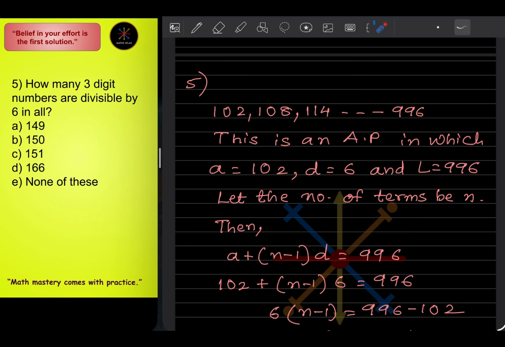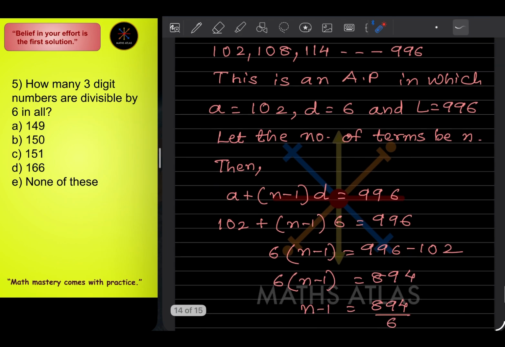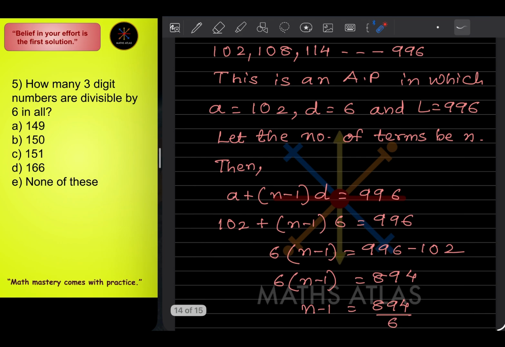Now the number of terms, we can consider this as N. This is the standard formula for the arithmetic progression: A plus N minus 1 into D is equal to the last term, which is 996. We have taken the first term as 102. We don't know N minus 1, let us keep it as it is. And D, the common difference, is 6, equal to 996.